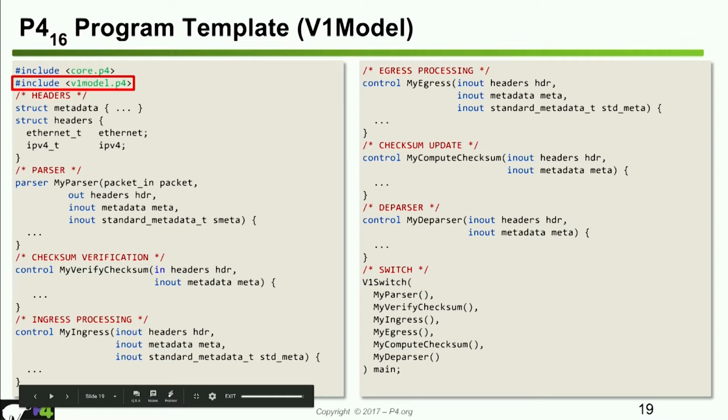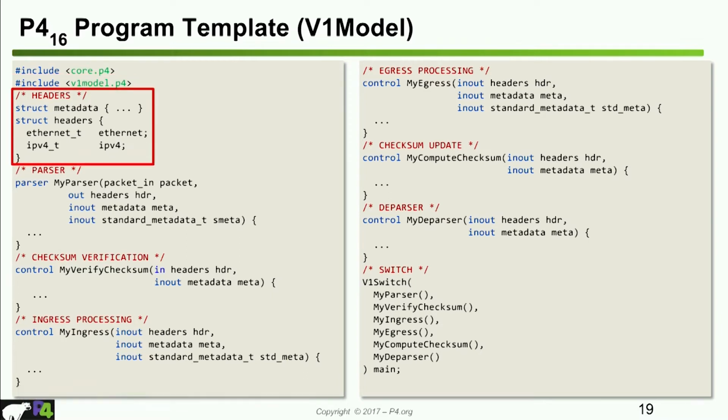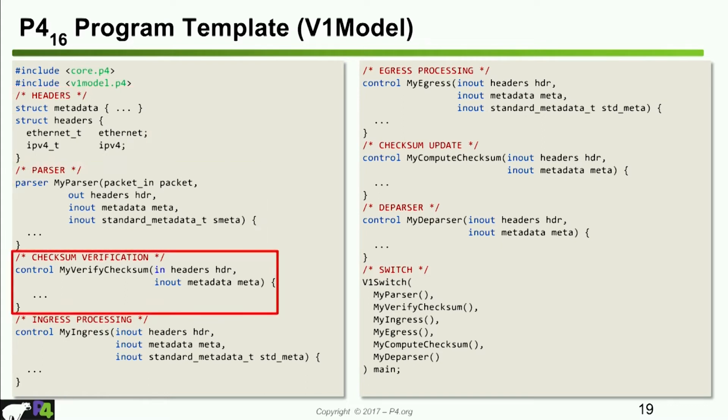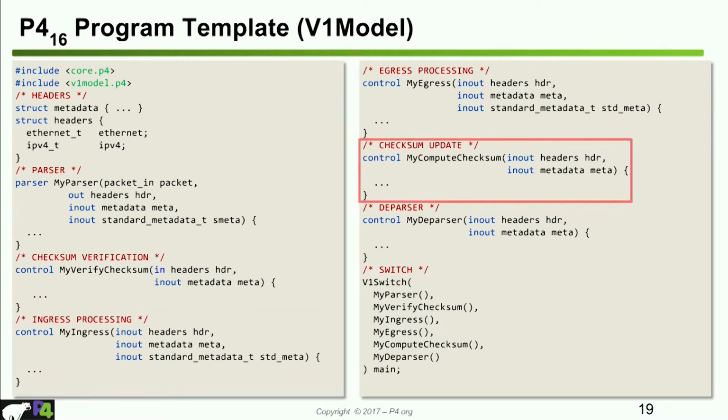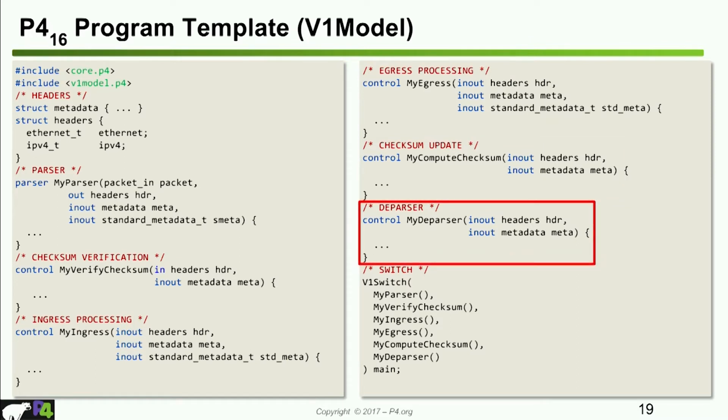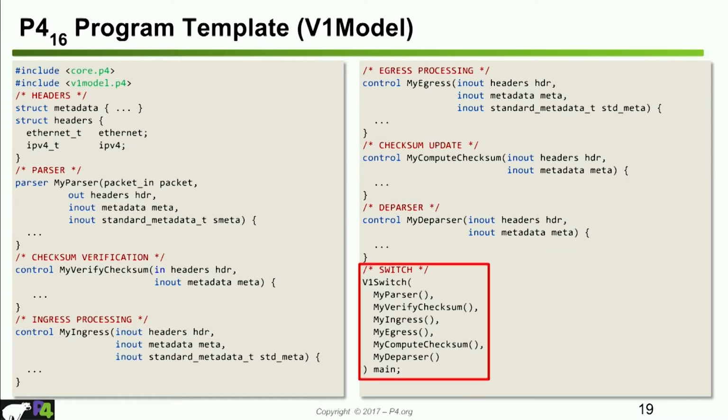And P4 programs typically start off by defining the headers that you want to use in your P4 program, and it builds the headers and metadata structs. These structs are passed from block to block of the architecture as the packet propagates through the architecture. And so we define the functionality of our parser, our checksum verification block, our ingress processing block, egress processing block, checksum update block, and deparser. And finally, at the end of the program, we combine all those together and instantiate an instance of the V1 switch and call it main.